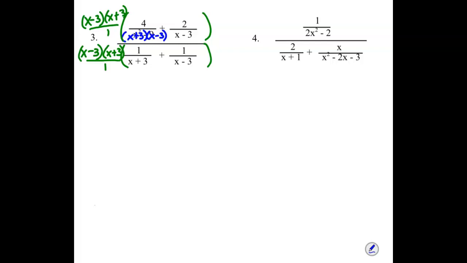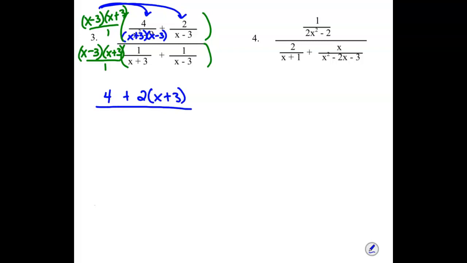All right, distributing to our first fraction here. Both the x plus 3 and the x minus 3 would drop out. We're left with just the 4. Distributing to our second fraction, our x minus 3 would drop out. We are left with a 2 times the x plus 3.